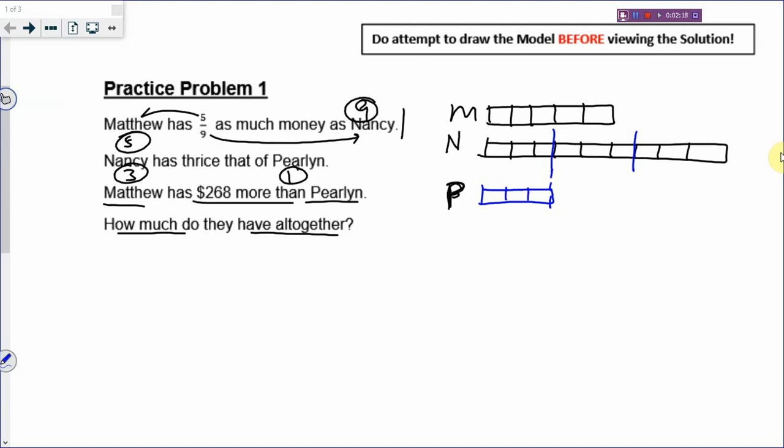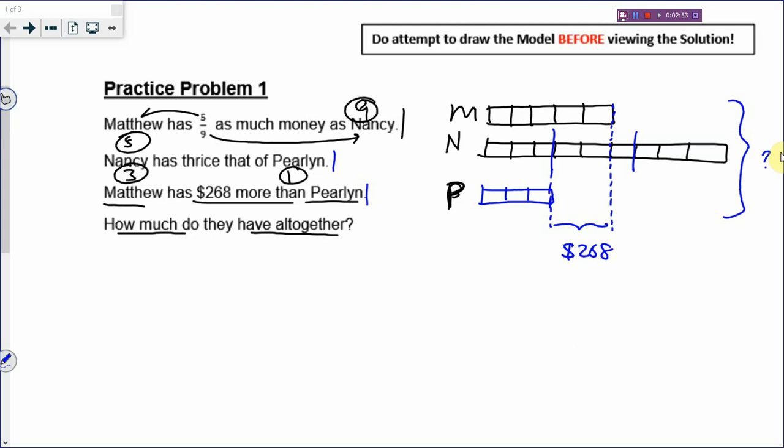Then Matthew has $268 more than Perlin. So where do you put the $268 more? You may want to use a dotted line to help you. Perlin's rectangle is until here, and this is your $268 more. So that's how you cut into 3 times, 3 groups. So where are you now? You are until here already. There's no solving yet, you are just trying to draw the problem. How much do they have all together, which is the total over here?